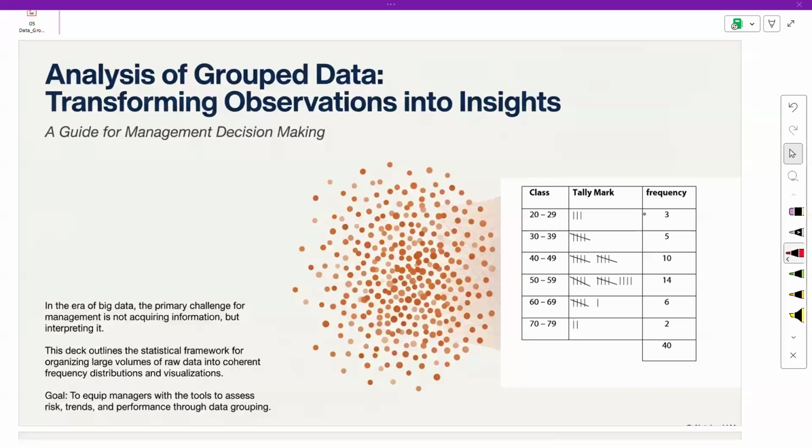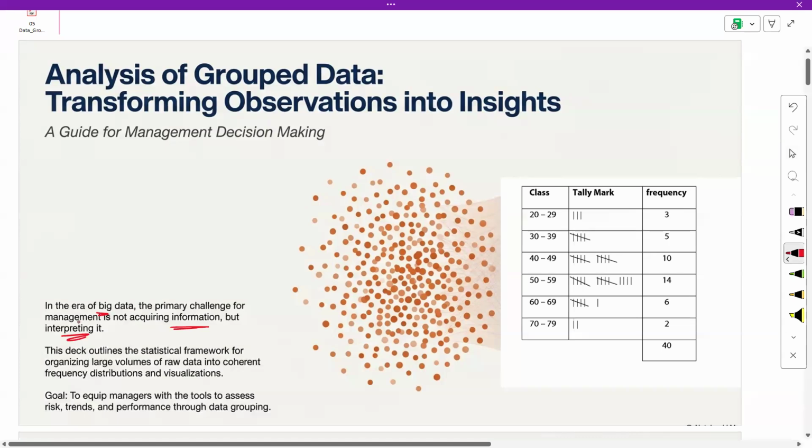But when we are dealing with big data, big data meaning a large number of observations, dealing with the individual observations will not work. It will take a lot of time, and getting in-depth insight is very difficult, very challenging. So therefore, there is a technique in statistics. The common technique is grouping the data set. In the era of big data, the primary challenge for management is not acquiring information, but interpreting it, right?